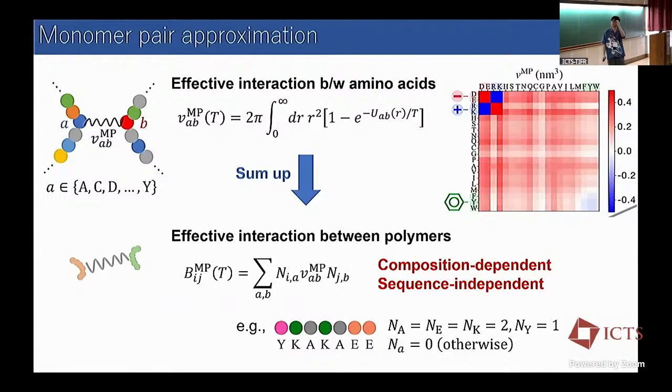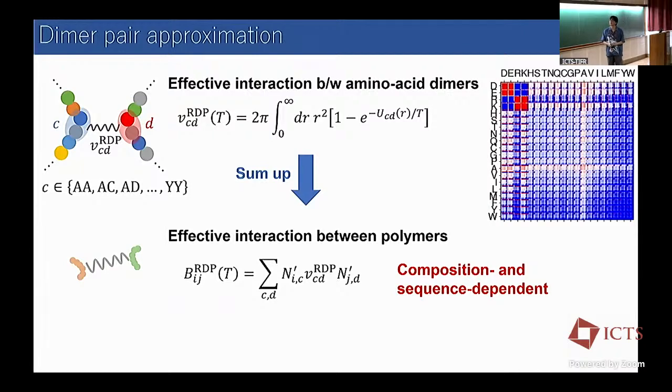So to take that into account in the lowest expansion, in a way, is this dimer pair approximation that we're proposing. And this is very similar, except that now we're treating dimers as a monomer.